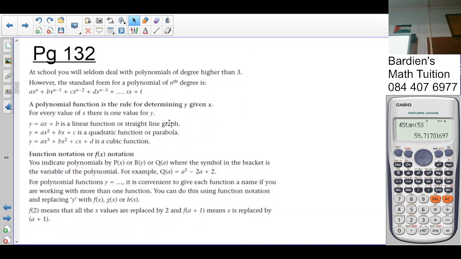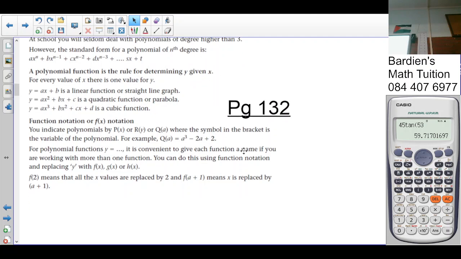A polynomial is a function where the rule is determined, so every value for x gives a value for y. If y is equal to ax plus b, it is a linear function, a straight line. Y is equal to ax squared plus bx plus c is a quadratic or a parabola, we highlighted that. And y is equal to ax cubed plus bx squared plus cx plus d is a cubic function. So cubic is x to the power 3, as we are familiar with already.